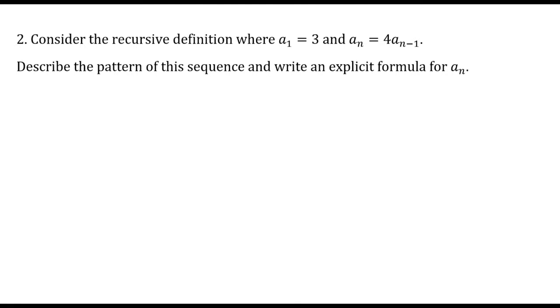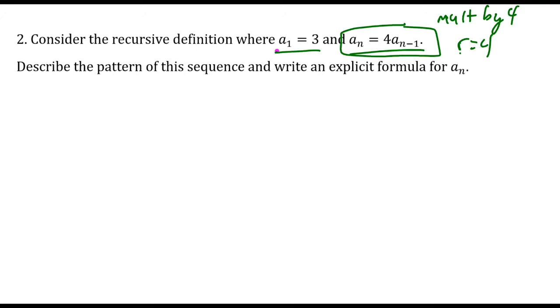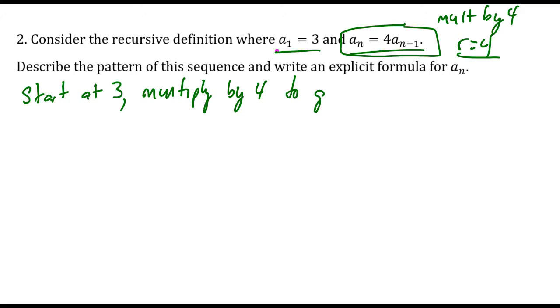Number 2, consider the recursive definition where the first term is 3. And what is this trying to get me to recognize? This is describing the pattern, which is multiply by 4. So my common ratio is 4. This is a geometric sequence. Describe the pattern. Start at 3. We have a first term of 3 and multiply by 4 to get to the next term.